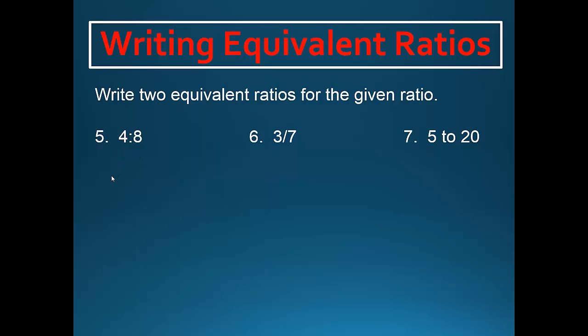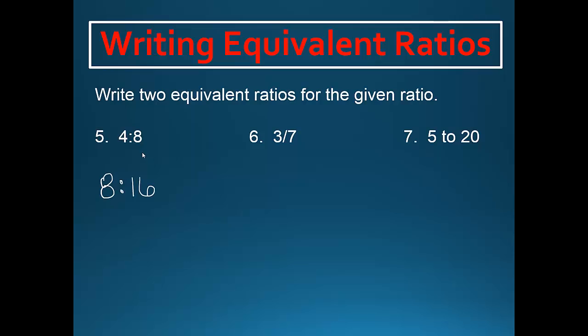So 4 times 2 is 8, and 8 times 2 is 16. So I can multiply both the 4 and the 8 by 2, and I get an equivalent ratio of 8 to 16. I can also divide 4 and 8. I could divide both of them by 4. This would actually put it in simplest form.